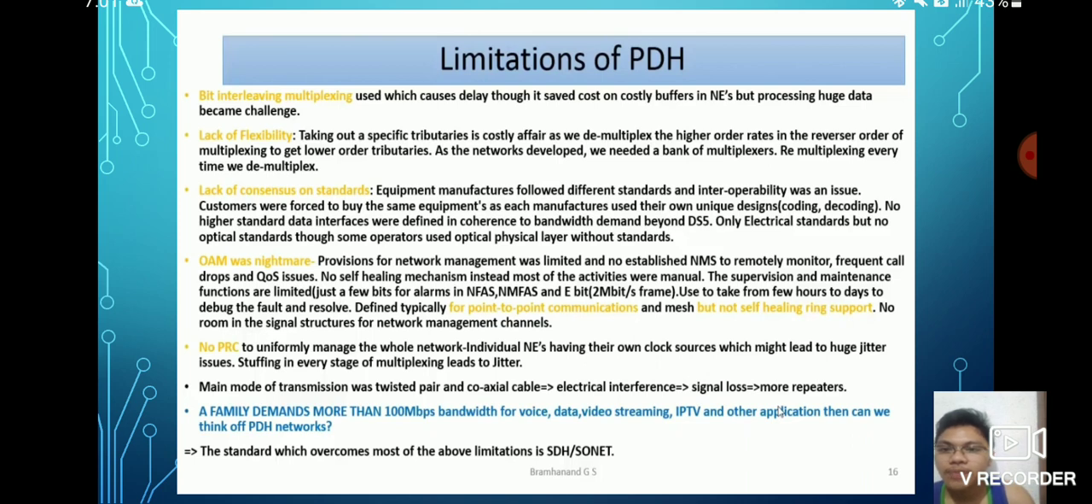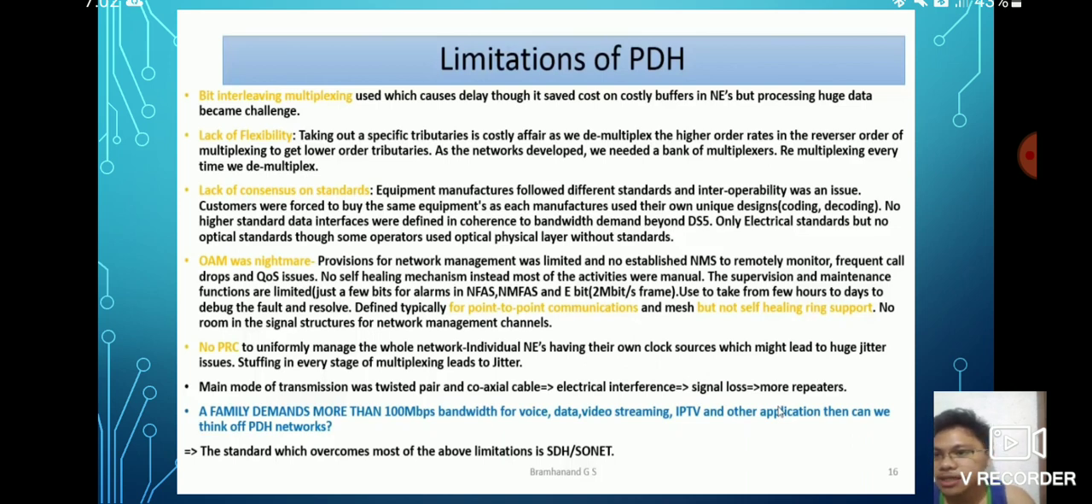As the networks develop, we need a bank of multiplexers, remultiplexing every time we demultiplex. Another limitation here is the lack of consensus on standards. Equipment manufacturers followed different standards and interoperability was an issue. Customers were forced to buy the same equipment as each manufacturer used their own unique designs. No higher standard data interfaces were defined in coherence with the bandwidth demand beyond DS5. Only electrical standards but no optical standards, though some operators used optical physical layer without standards.